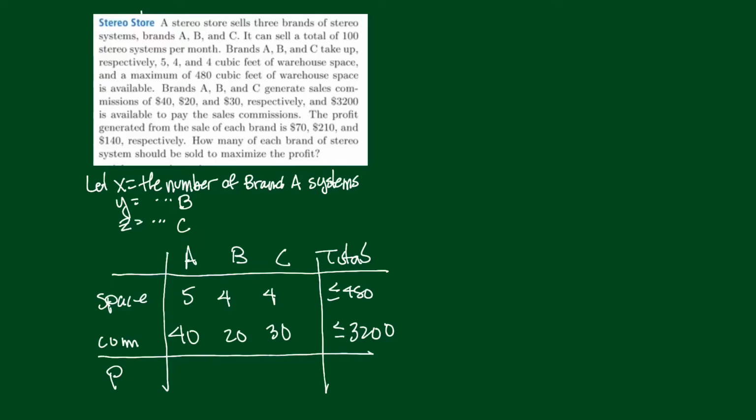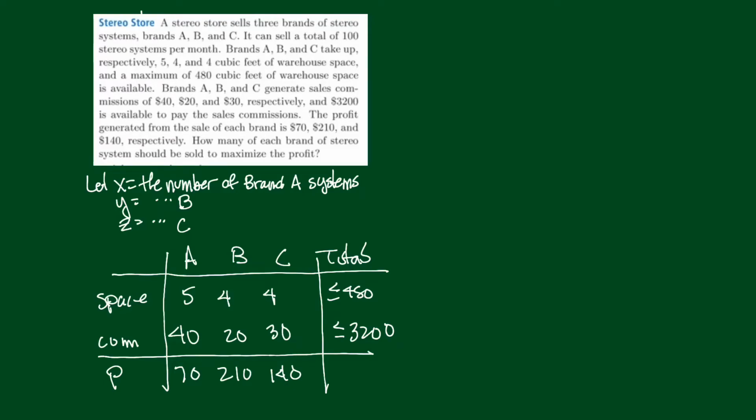And now what about commissions? A, B, and C generate sales commissions of $40, $20, and $30, respectively, and we have at most $3,200 to pay in commissions. So we'll take that 40, 20, and 30 and put them under commissions, and we don't have to pay all of it, so it's going to be less than or equal to $3,200 available for commissions. Now what about our profits? Down here at the bottom it says the profit generated by each sale is 70, 210, and 140. So let's fill those in: the profit here is 70, and then 210, and 140.